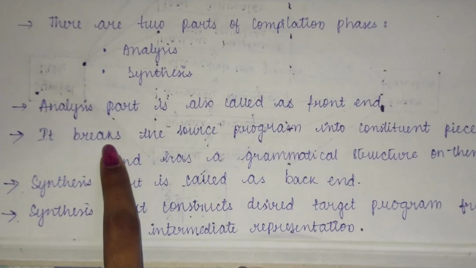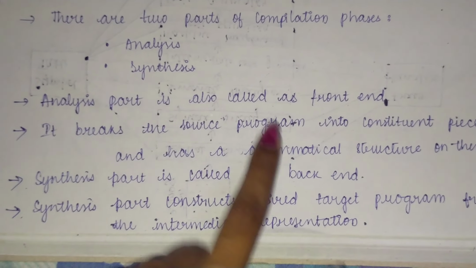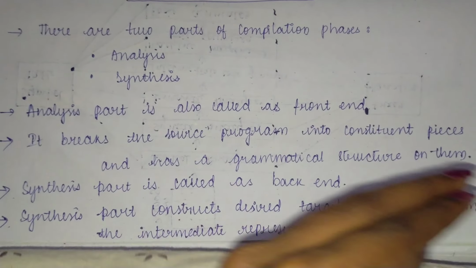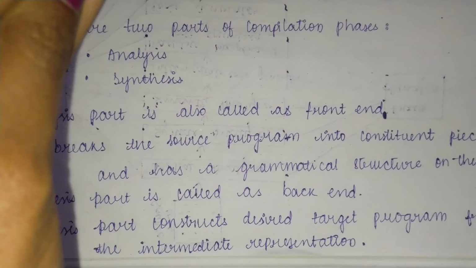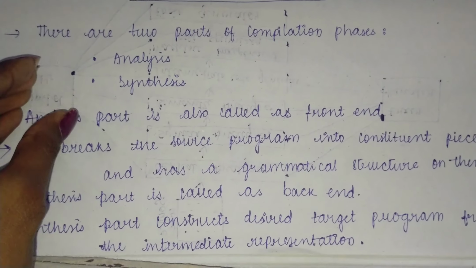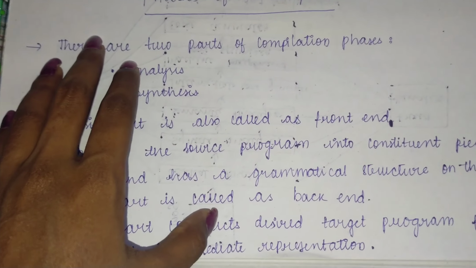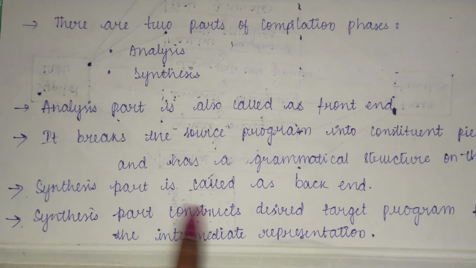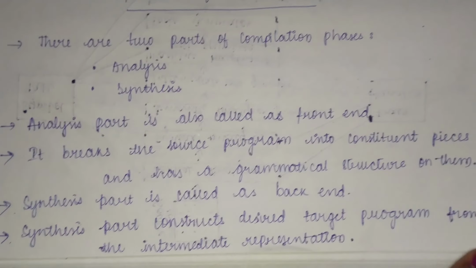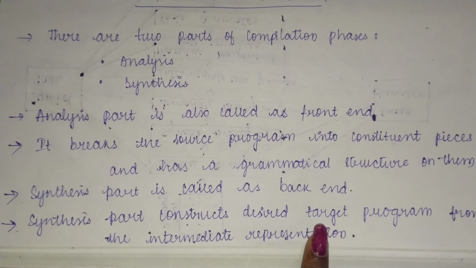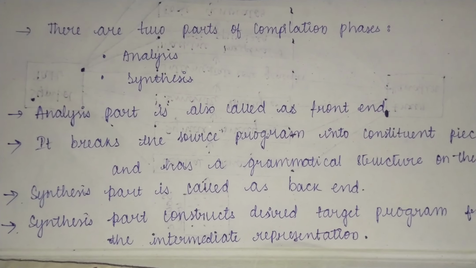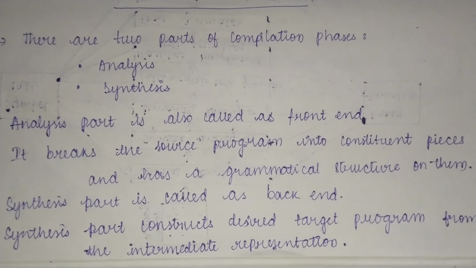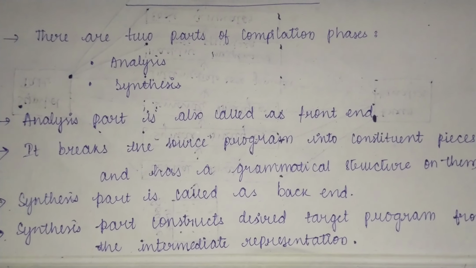Next, what does analysis do? It breaks the source program, whatever source program you have, into constituent pieces and has a grammatical structure on them. So it gives a grammatical structure, like all the alphabets kind of things, everything comes in this grammatical structure. What is synthesis? Now the synthesis part constructs the desired target program from the intermediate representation. I hope it is clear.